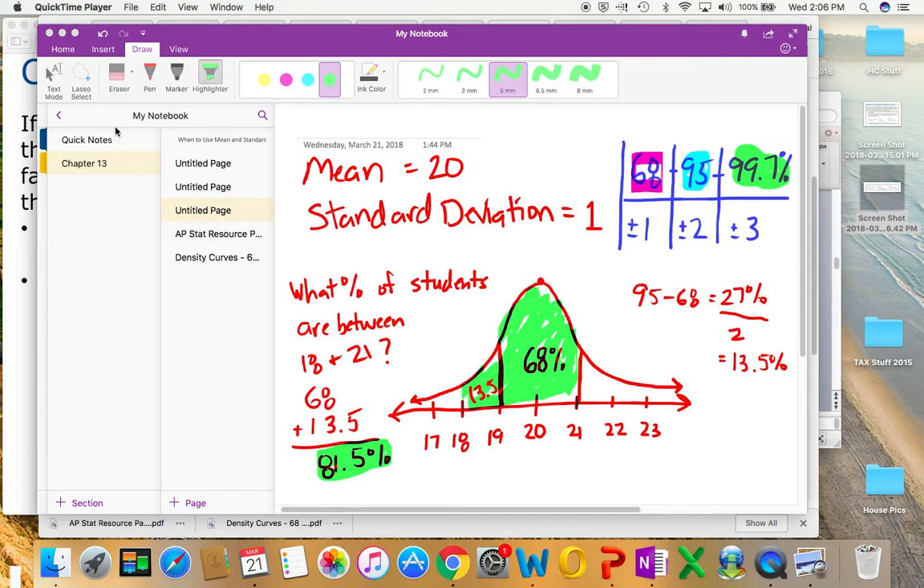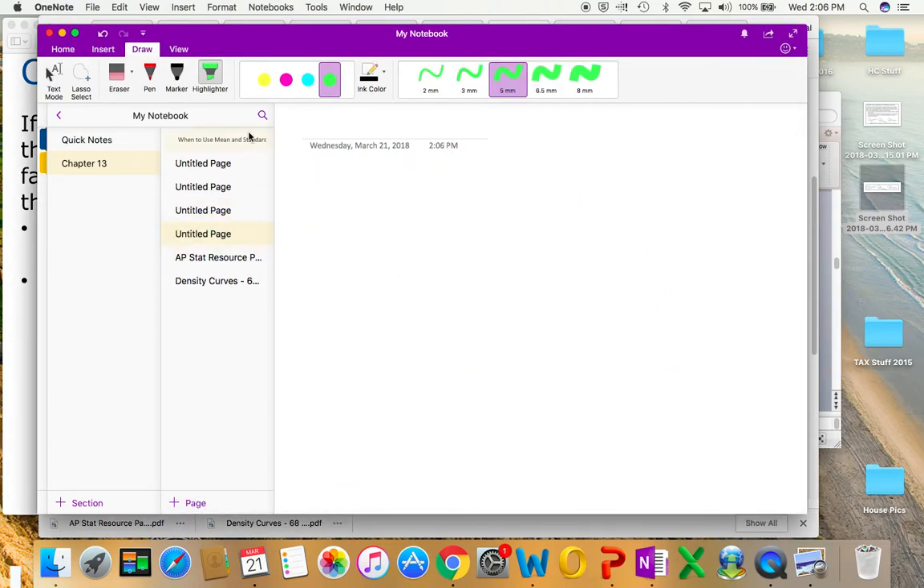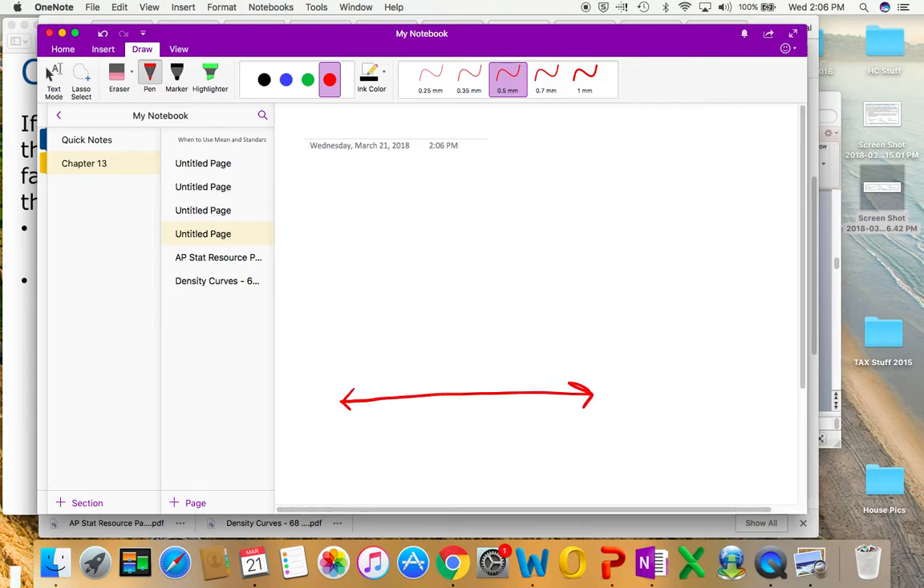Let me create a new page and create a new histogram using the same values. So here is my 20, 1, 2, 3, 1, 2, and 3. So this would be 21, 22, and 23. And then in the same direction here, we'll go 19, 18, and 17.